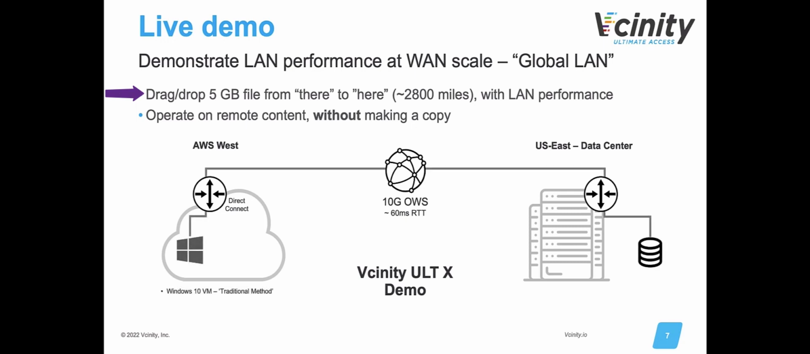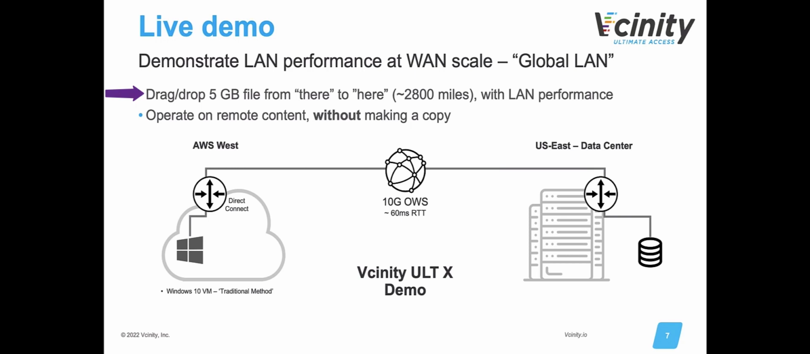You'll see two computers on my screen in just a moment. One has a gray wallpaper. It's a Windows 10 VM in AWS. It's called the traditional method, as the wallpaper says, and it's just a mapped network drive across the network to a share in our data center on the East Coast.